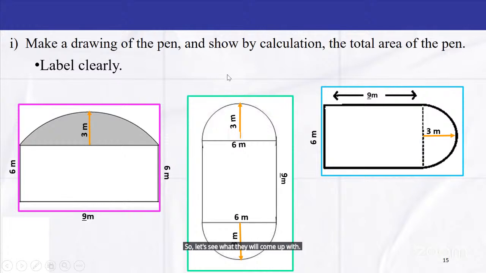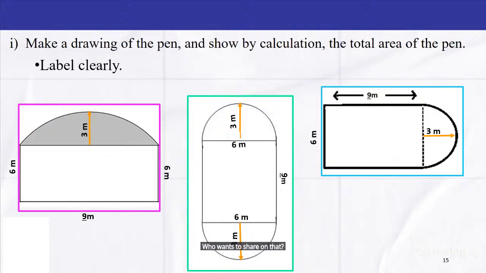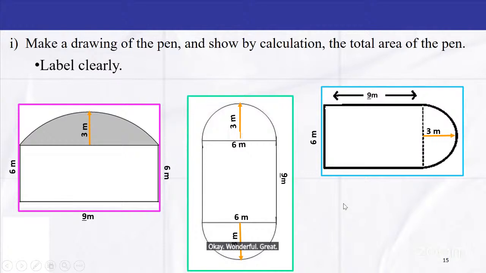All right, so somebody says the length is 9 while the radius is 3. What is that relationship? Why is it that the length cannot be 9 when the radius is 3? What kind of relationship is that establishing? Who wants to share on that? Someone says the radius is half the diameter and 3 meters is half of 6 meters. All right, very good. Wonderful. And therefore, the side opposite to that cannot be 9. Excellent. Thank you so much. Wonderful. Great. They're following.